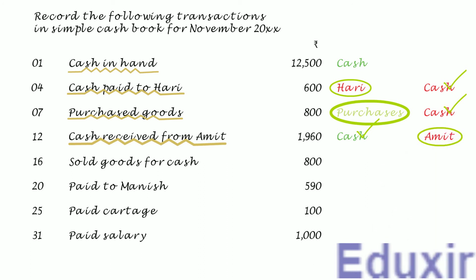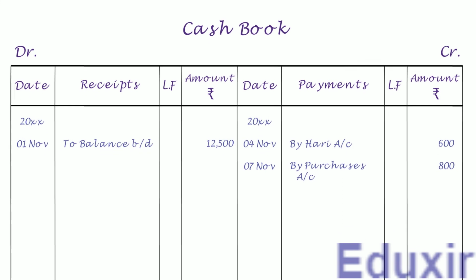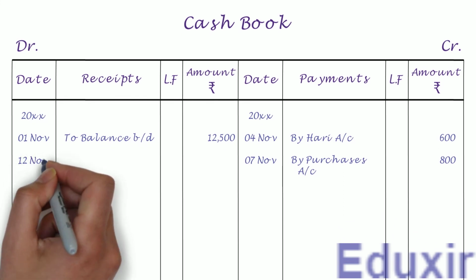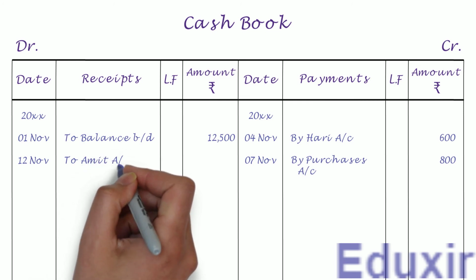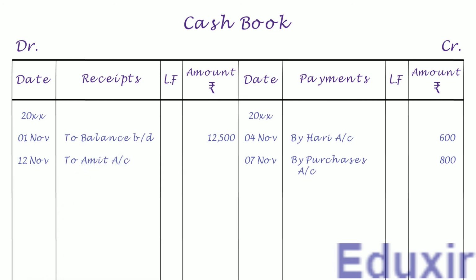With this analysis at our disposal, let us proceed with the posting of this transaction on the debit side of the cash book. Let us first record the date. Let us then record Amit account in the receipts column. Let us then record the debit amount of 1960 rupees in the amount column. With that, we have completed the posting of this transaction into the cash book. Let us now take up the next transaction.